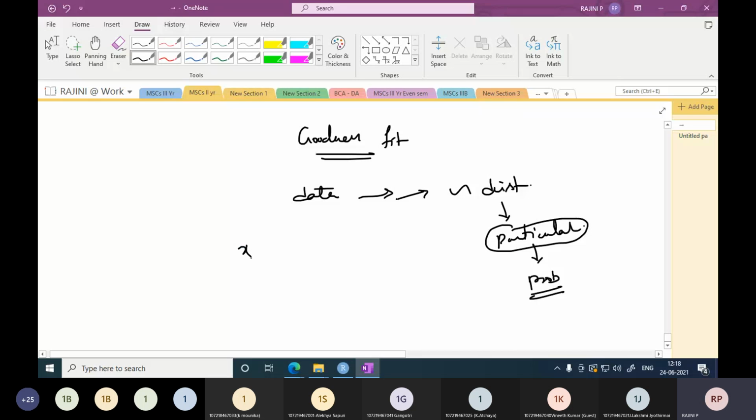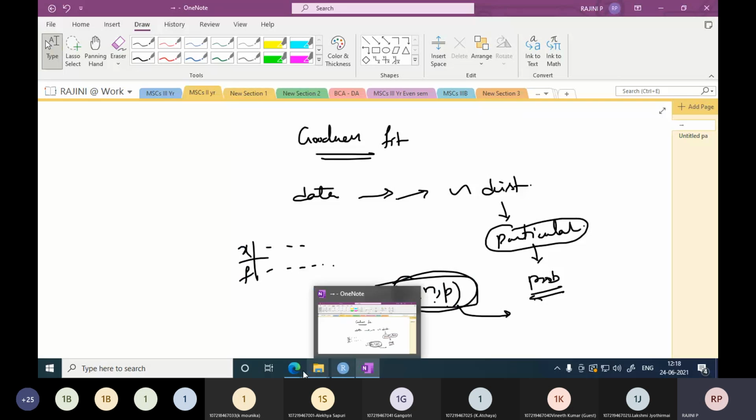For example, I have data of X and F, and I'm saying that this data follows a binomial distribution. But I have a doubt. It may or may not follow the binomial distribution. So before calculating the probabilities of this data, first I want to check whether my assumption that it follows a binomial is right or not. How to check it, we will see. Is it clear? Did you understand where we are applying the goodness of fit?